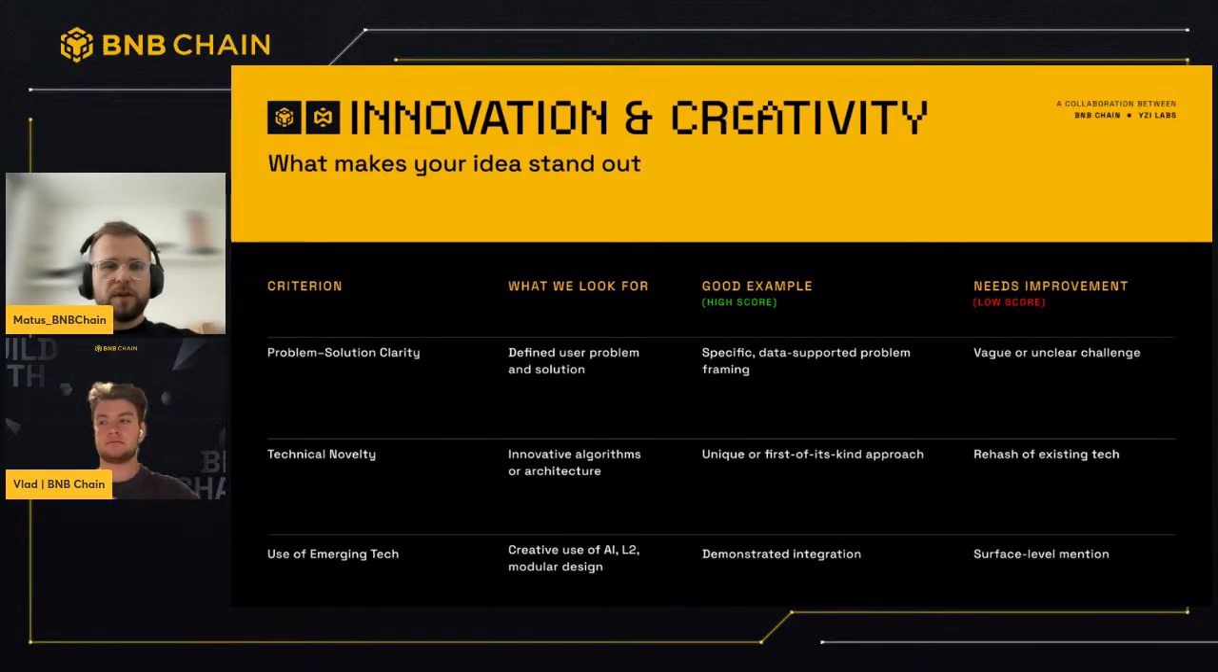Next judging point, of course, is innovation and creativity. What makes your idea stand out? How you are solving real world problems? If your idea is clear and so on.